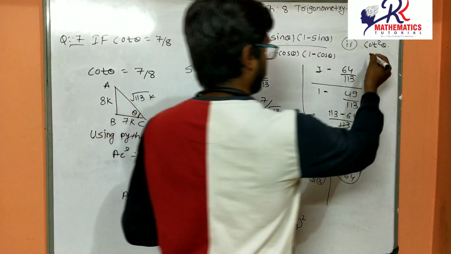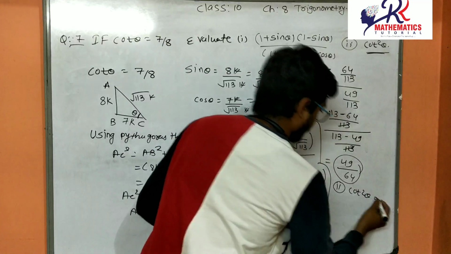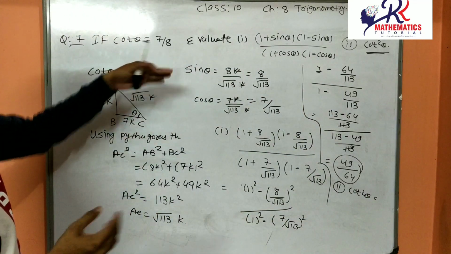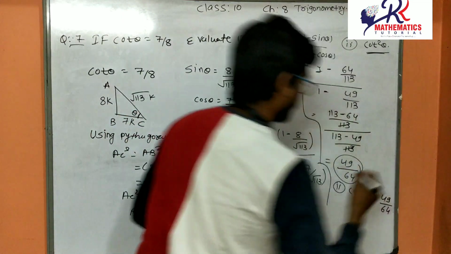Now for the second part, cot square theta, here cot theta is given as 7 by 8, so we have to take the square, so it is 49 upon 64.